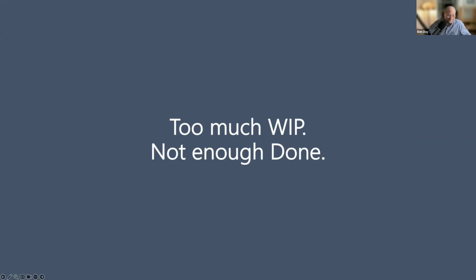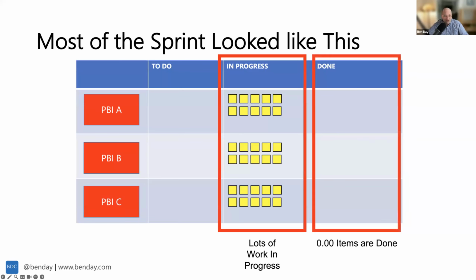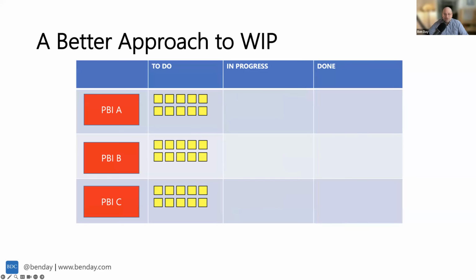So what went wrong? Too much work in progress, not enough done. Because most of the sprint, it looked like this. We had 0 items done. So a better approach to work in progress is this. So do less at once to get more done overall.